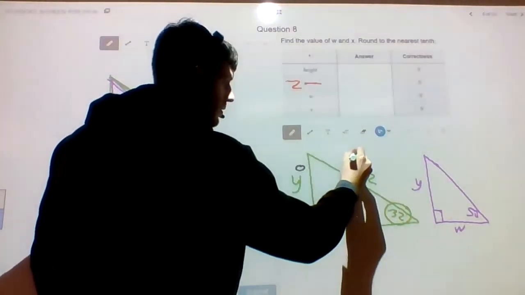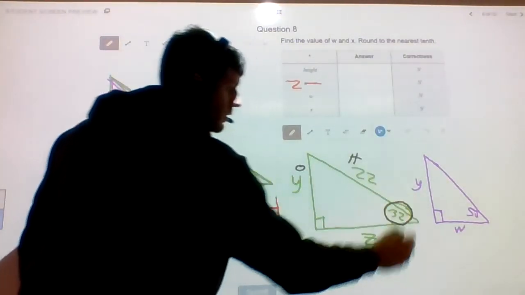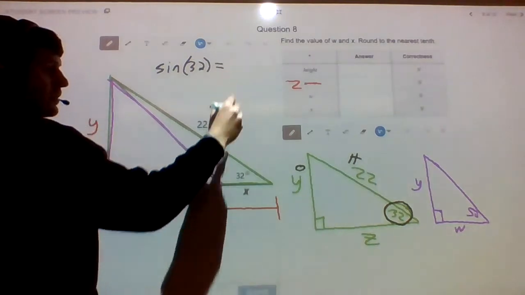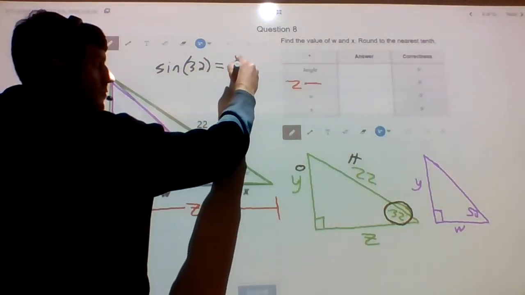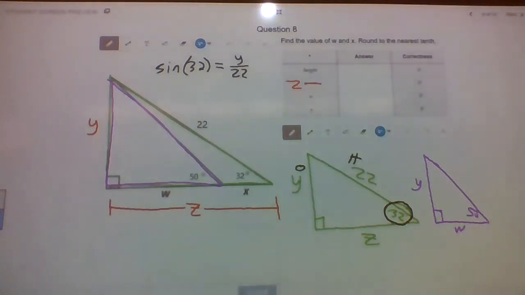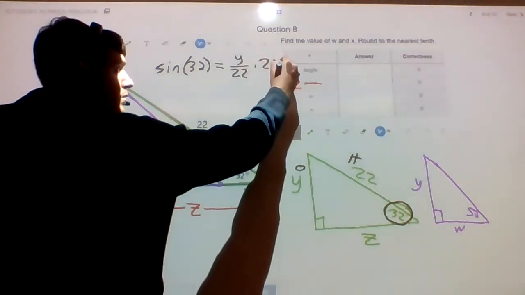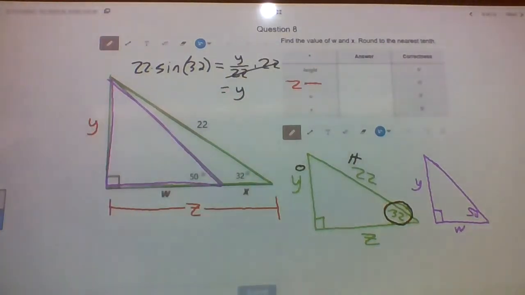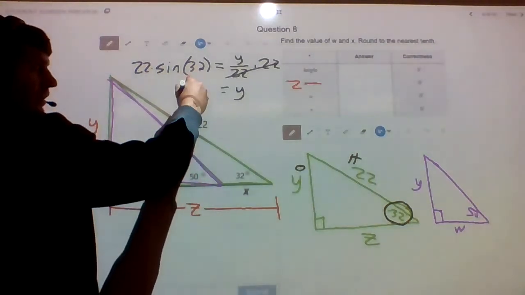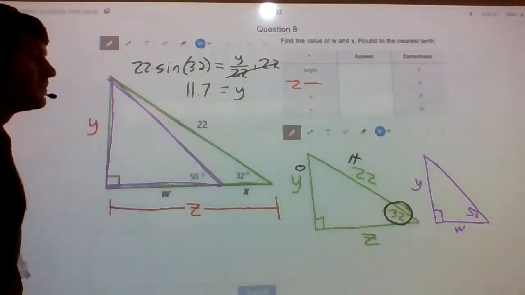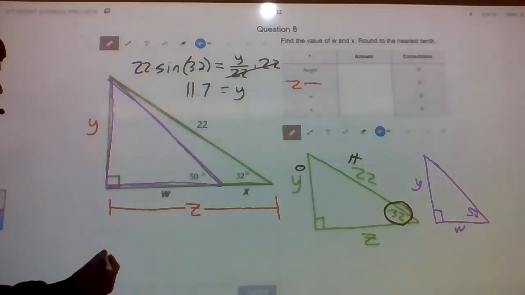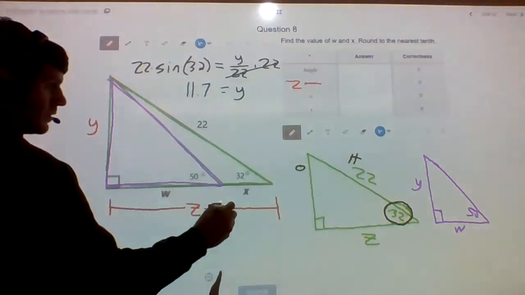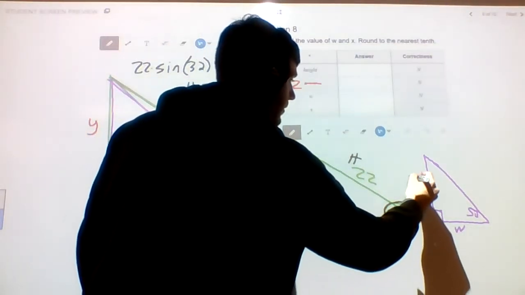This is opposite, this is hypotenuse, and we're looking at the 32. So let's do sine 32 equals opposite over hypotenuse, that's y over 22. Then we're simply solving for y, so we multiply both sides by 22. So y is going to equal 22 times sine 32. If I remember correctly, that should be 11.65, which is going to be 11.7. So we know the height is 11.7, and we can fill that in for both of these.